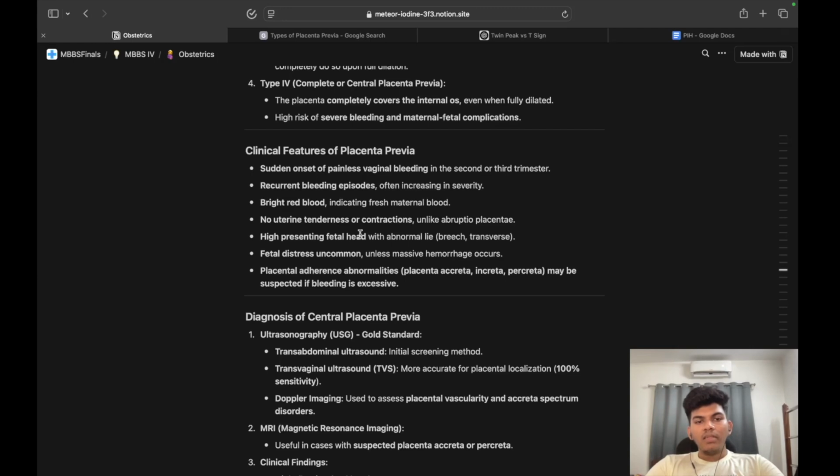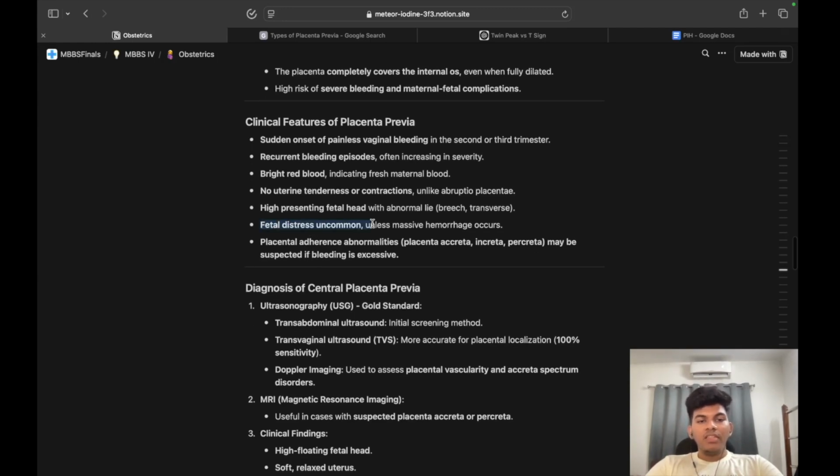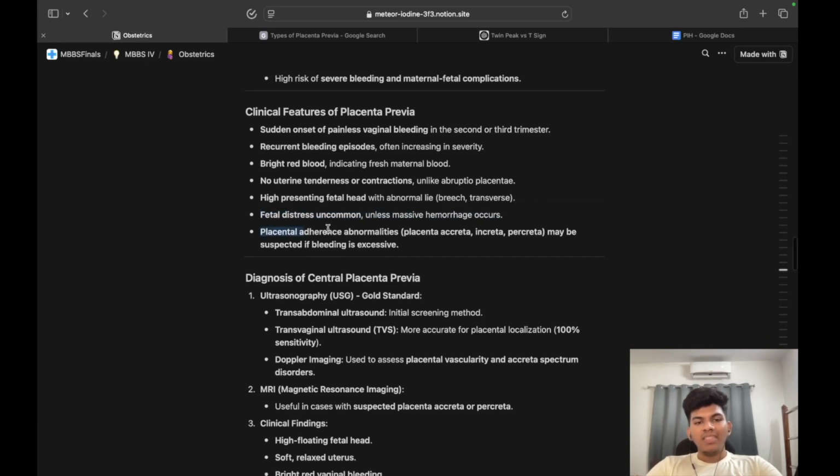High presenting fetal head with abnormal lie. It is abnormal lie because the placenta is on the opposite side from where it is supposed to be, so the fetal head would be on the opposite side. Fetal distress uncommon unless massive hemorrhage occurs. Placental adherence abnormalities, placenta accreta, increta, percreta may be suspected if bleeding is excessive.